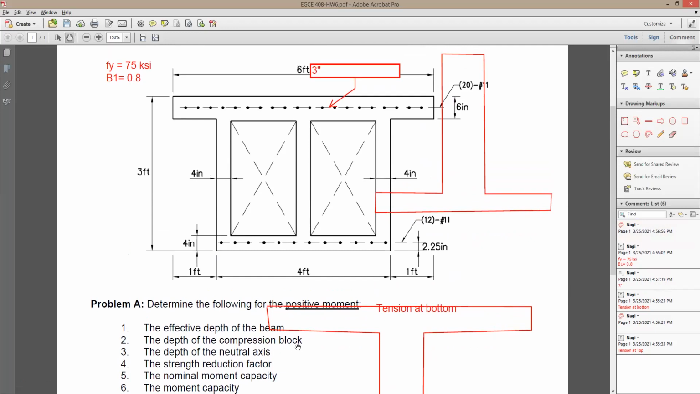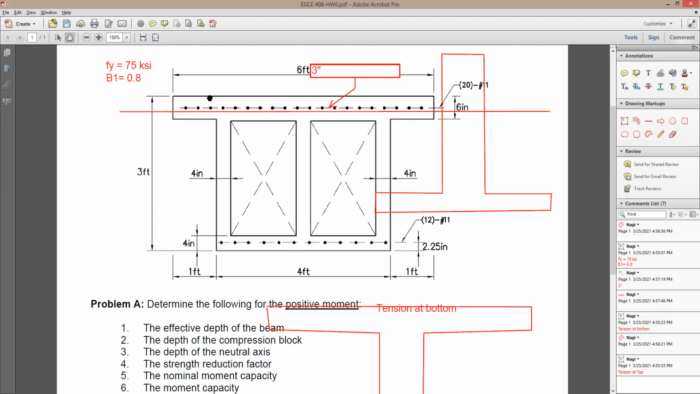Now, when you do the positive moment, you need to find out a. And in this case, this is going to be As times fy, the 75 ksi. And then look here for the compression block depth, a. If a is going to be here, this is great because it becomes a rectangular section.